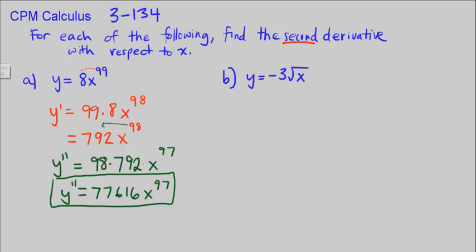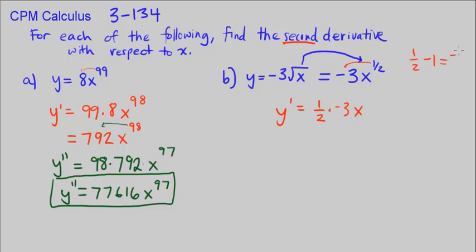Part B, we're given y is equal to negative 3 square root of x. So to use the power rule later, we're going to first have to remember that this is the same as negative 3x to the power of 1/2, right? We're just changing from the root notation to the fractional exponent notation, okay? Then we can go ahead and find the derivative using the power rule. Y prime is equal to 1/2, bring the 1/2 down, right? Times negative 3x to the power of 1/2 minus 1. Okay, 1/2 minus 1 is equal to negative 1/2.